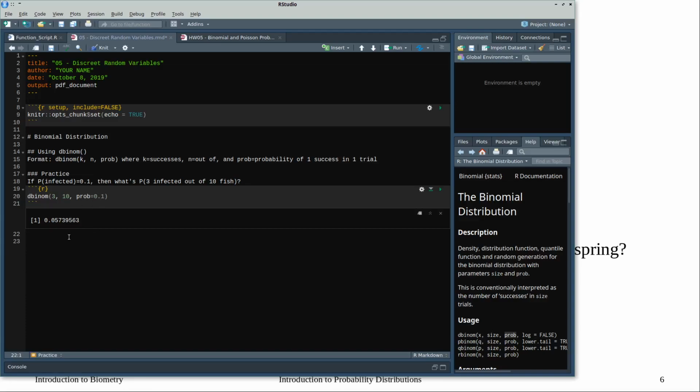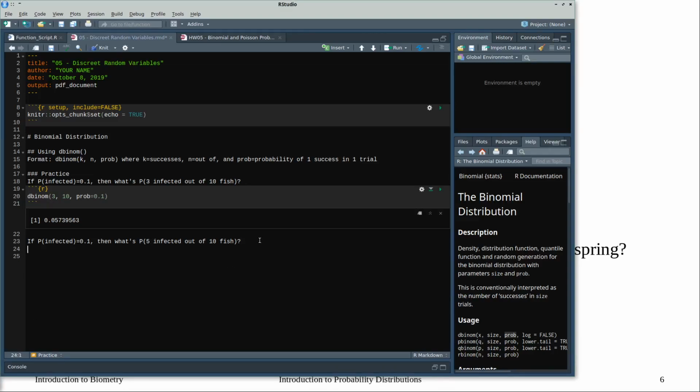Now, as practice, using your calculator and using R, calculate this probability. We will assume the probability of being infected is 0.1. And now we ask, what's the probability of getting 5 infected fish out of a total of 10 fish? Pause the video. First do this on your calculator, and then try to use R.